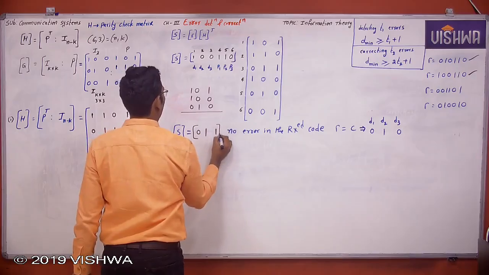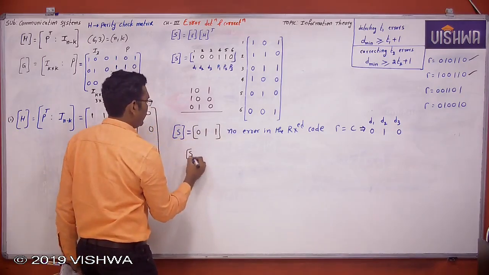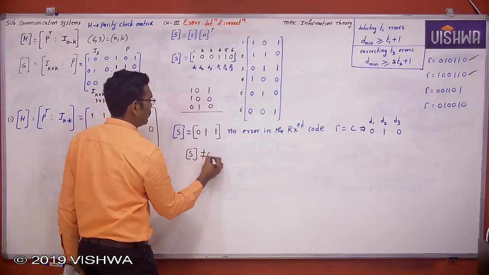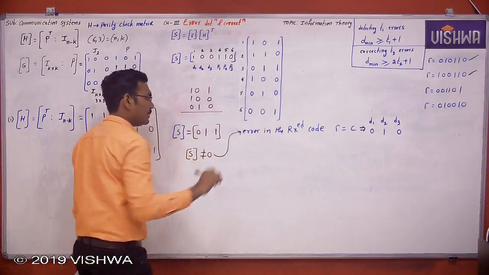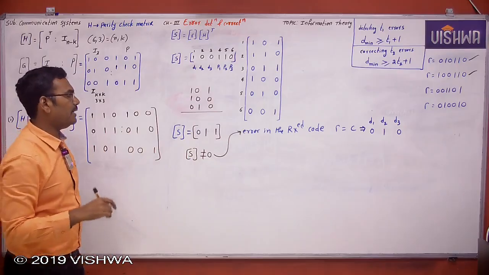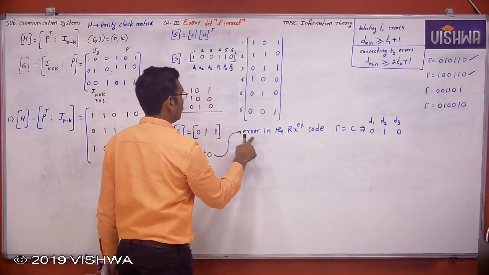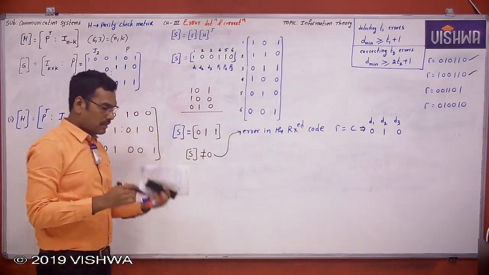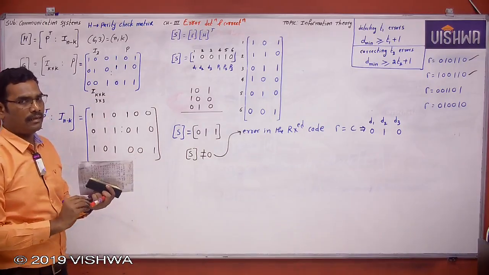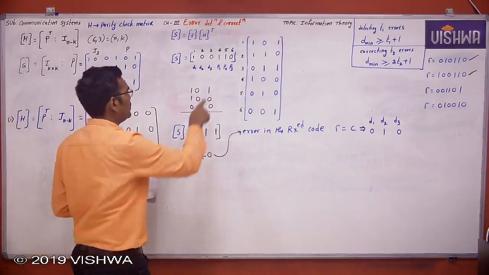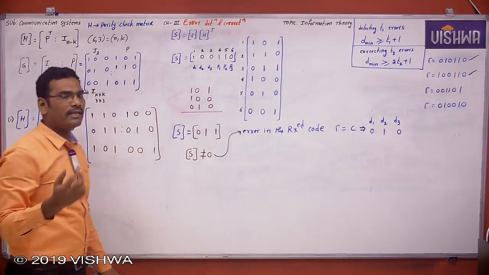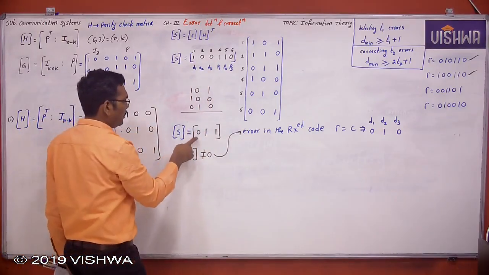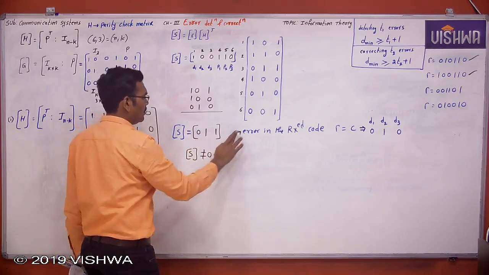Now this is the syndrome. So the syndrome matrix is not equal to 0. Therefore, if the syndrome matrix is not equal to 0, there is an error in the received code. If there is any error, you have to correct that particular error. Sir, then how can I know the error? So this is the received code. Somewhere here the error will be happening. So how to identify that error?